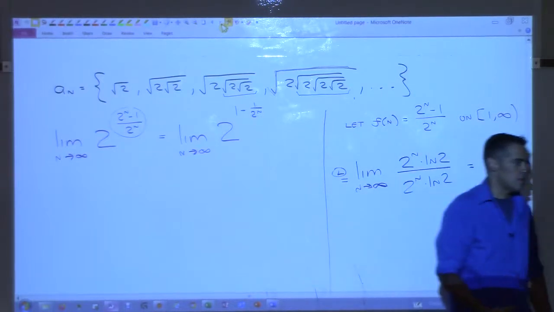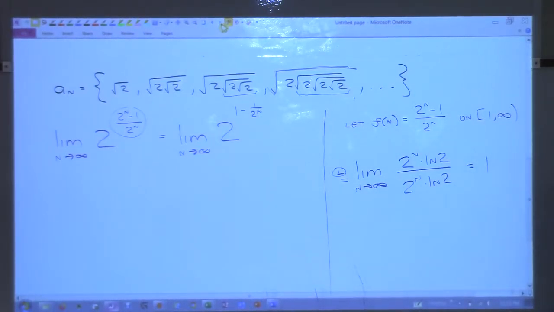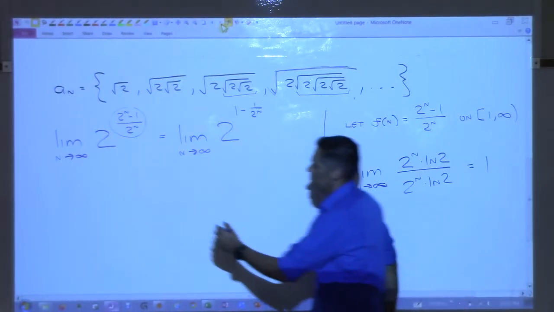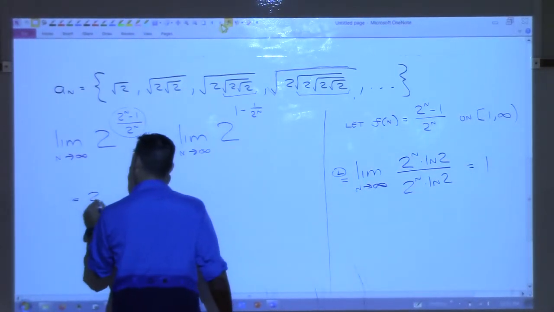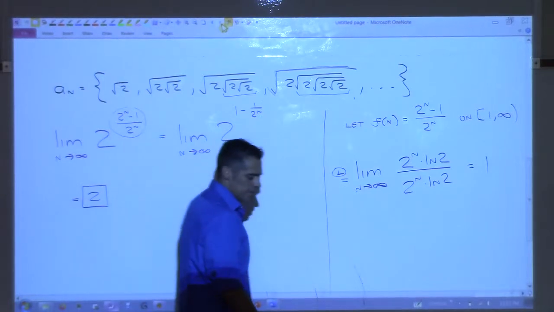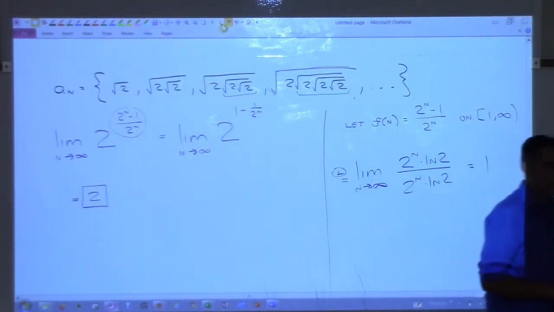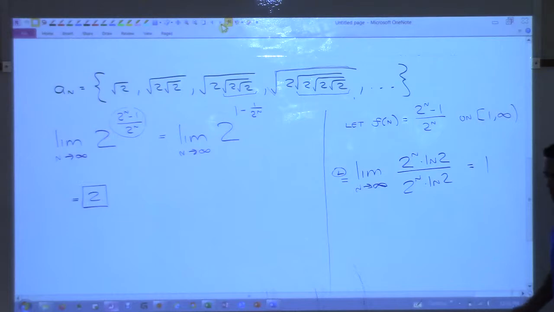So the answer is going to be, we know the exponent's headed to 1, right? So what's our answer? 2. That sequence is headed to 2. It converges. It converges to 2.